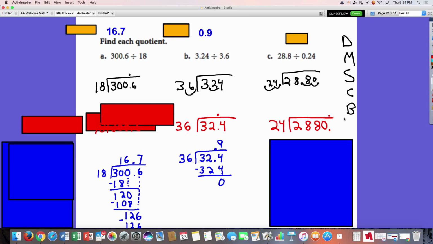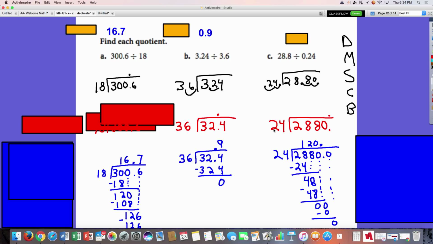All right. Cheeseburger! Welcome back. This one's a long one. 24 goes into 28 once. 1 times 24 is 24. I subtract 4. I check. Is 4 less? Yes. I bring down the 8. 24 goes in there twice. Multiply. Subtract. Check. Bring down. I keep bringing them down until I'm out of my decimals right here. Once I get to my decimal and my columns are straight, I know I've got the right answer. It's 120. The answer is 120.